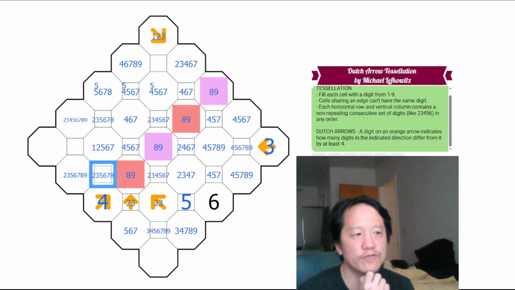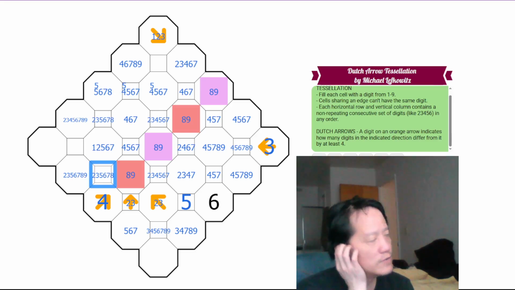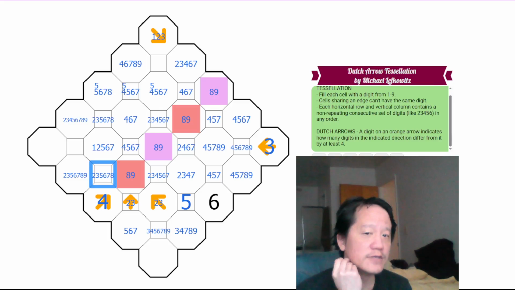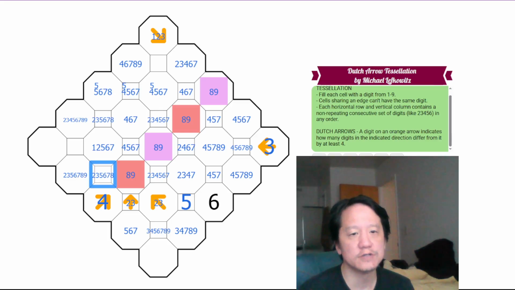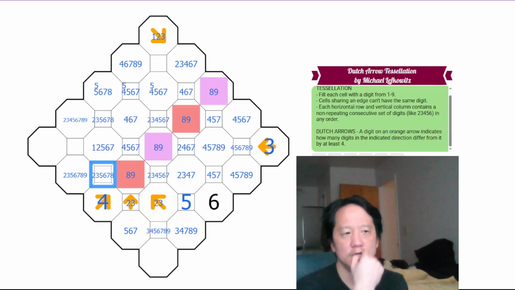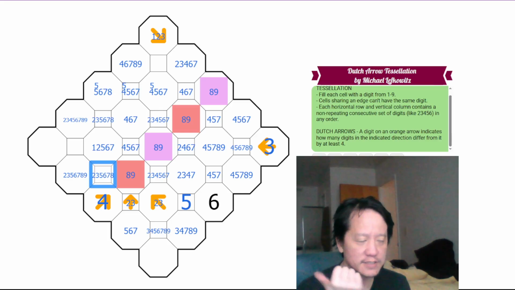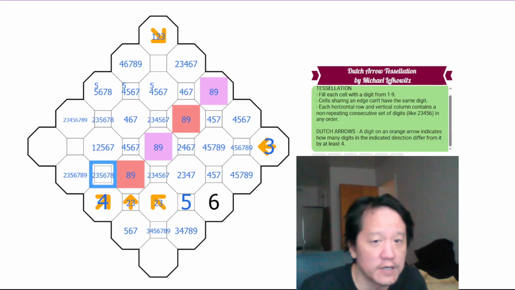In rows 3, 4, 5, 6, 7, and in columns 3, 4, 5, 6, 7, we are guaranteed a 5. We are not guaranteed 5s, though, in the rest of the rows and columns. Because every 5-length Renban in normal Sudoku or Tessellation has to contain a 5. You have 1 through 5, 2 through 6, 3 through 7, 4 through 8, and 5 through 9, all of which contain a 5.